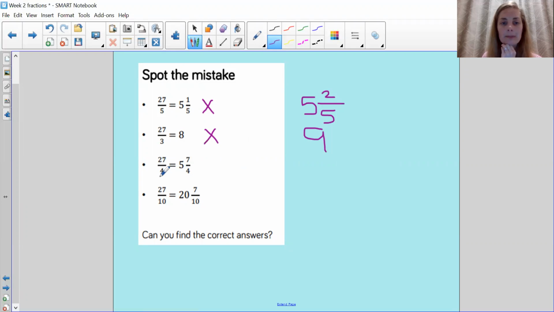4 goes into 27. If I go counting in 4s, so 4, 8, 12, 16, 20, 24, and I can't do 28, so it's going to be 6 times, which is 24. And then what am I left over with? It's 3, and I leave the bottom number the same, quarters. And 10 goes into 27 only twice, not 20 times, only twice, and I'm left with 7 tenths. So hopefully you managed to spot all those mistakes. Those were all incorrect, okay?